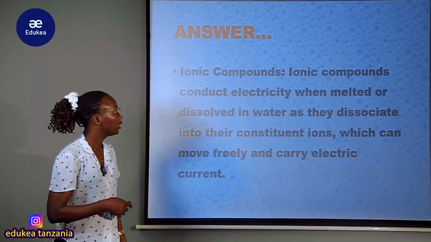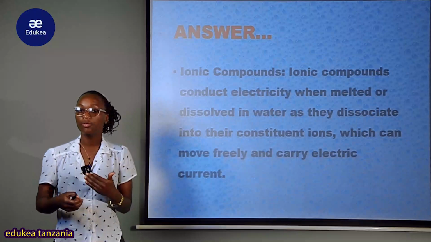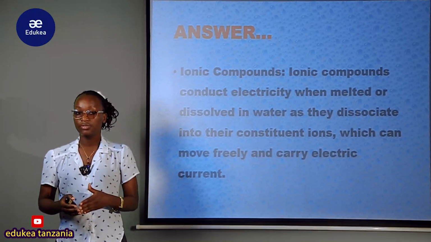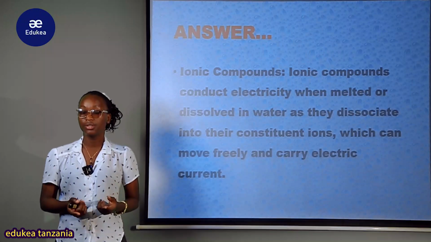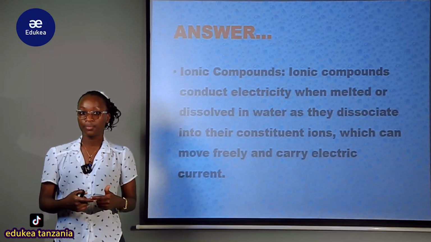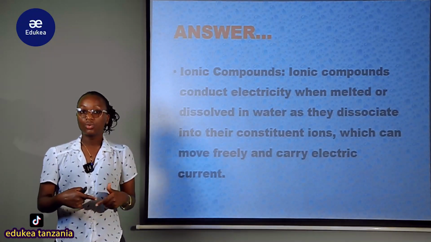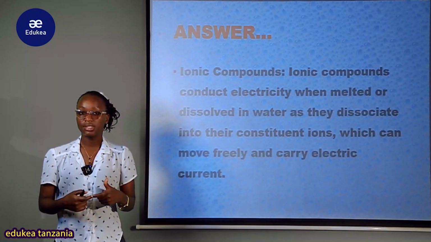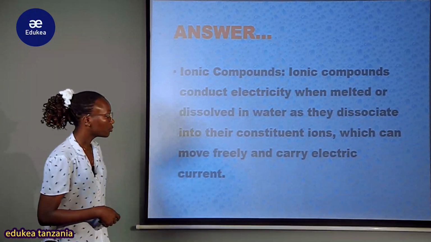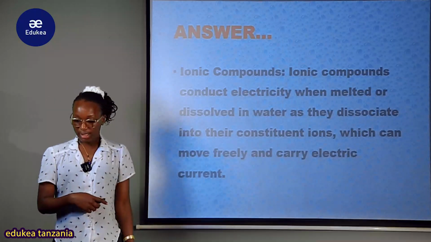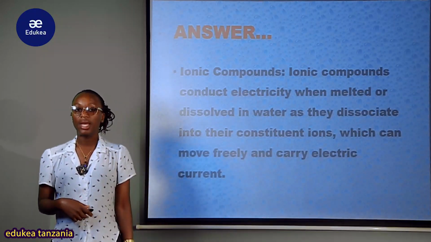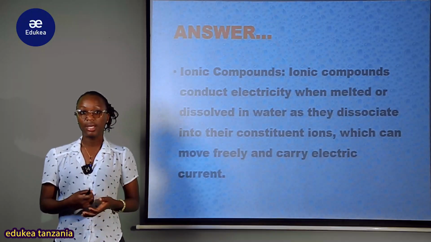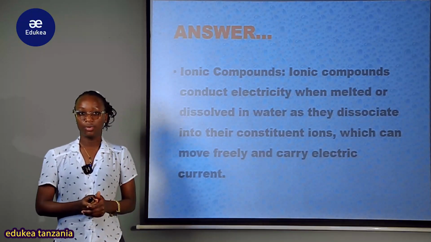Lakini tunapokuja kwenye ionic, simply huku kunakuwa na free moving of ions. Tunakuwa na positive charged ion and negative charged ion. They tend to move freely. So movement of those ions tends to support the conductivity of electricity and heat production. So that is how, my student, you can explain the difference between covalent and the ionic or electrovalent bond.